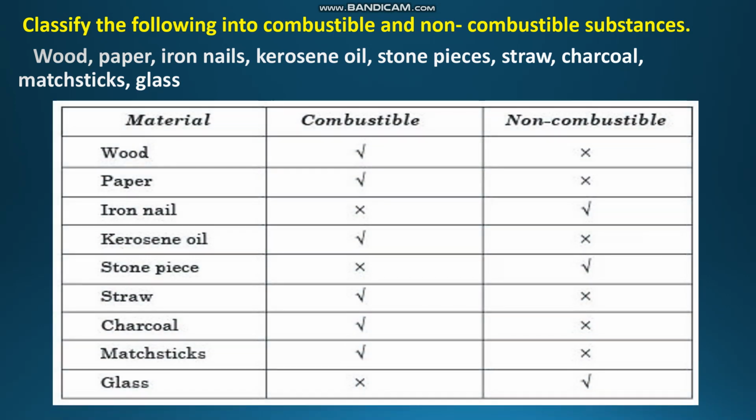Let us see. Wood is a combustible substance. Paper, combustible. Iron nail, non-combustible. Kerosene oil, combustible. Stone pieces, non-combustible. Straw, combustible. Charcoal, combustible. Matchsticks, combustible. And glass, non-combustible.